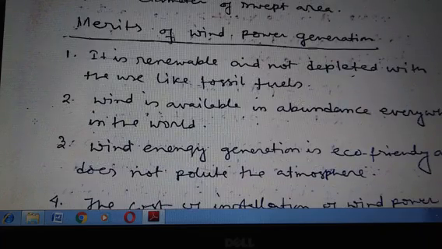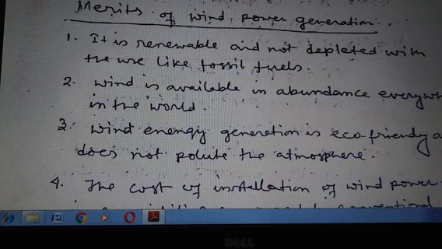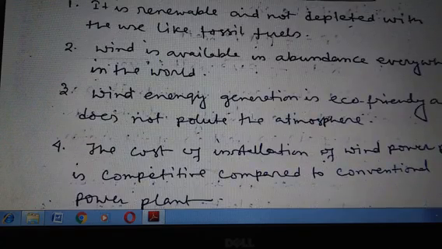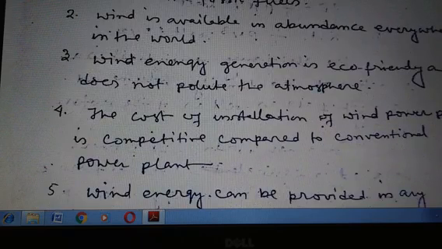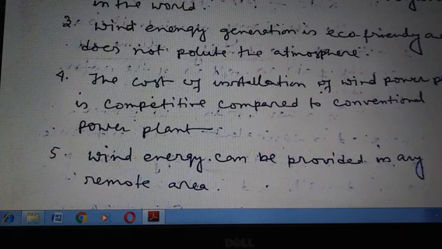Now, the merits of wind power generation. First point, it is renewable and not depleted with use like the fossil fuels. Next advantage, the wind is available everywhere throughout the world. Another advantage is that wind energy generation is eco-friendly and does not pollute the atmosphere. That is very simple. No fossil fuels are there, so no smoke, no ash is generated from the windmill.